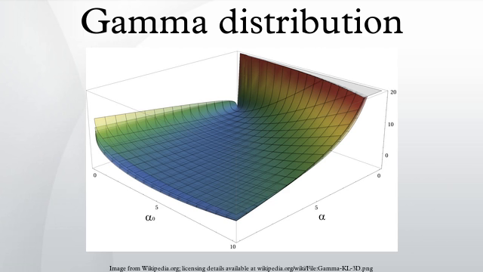Probability density function. The corresponding density function in the shape rate parametrization is. Both parametrizations are common because either can be more convenient depending on the situation.